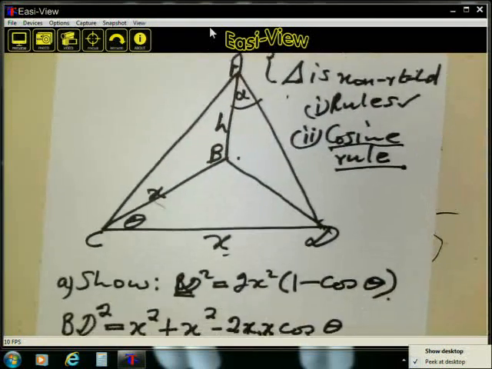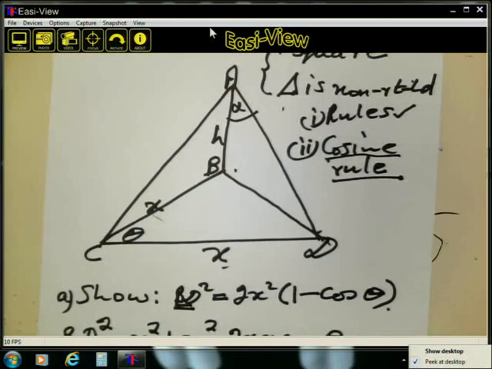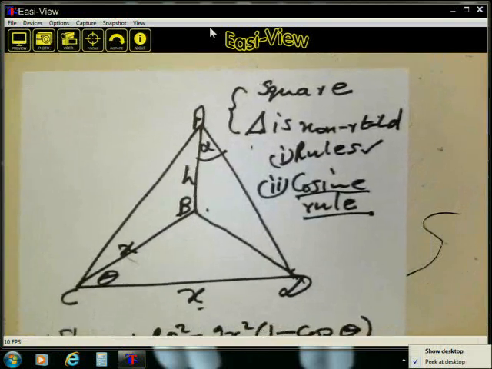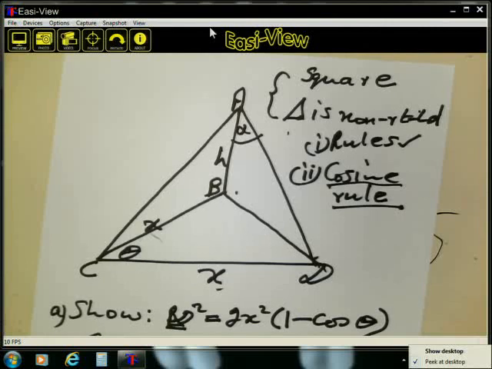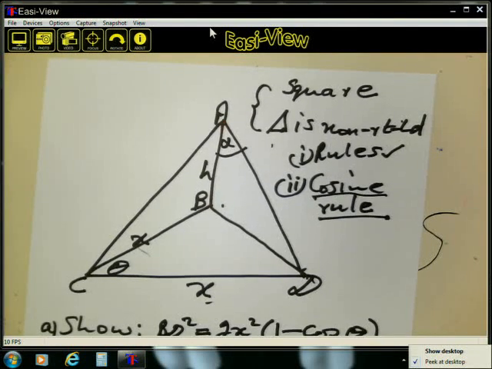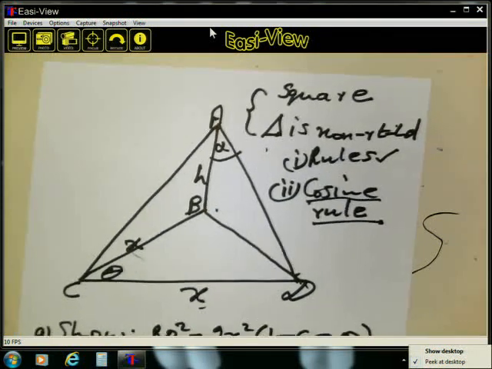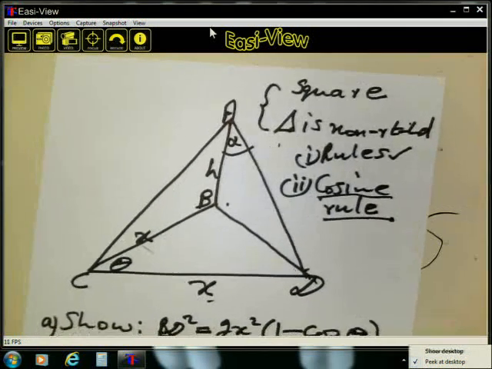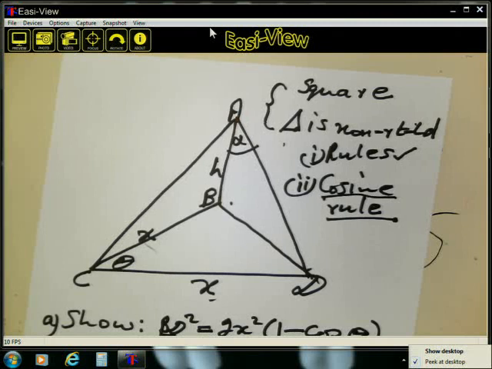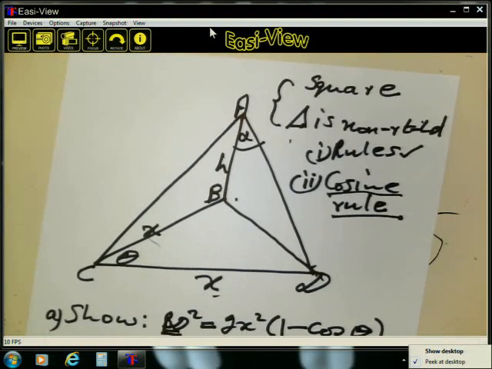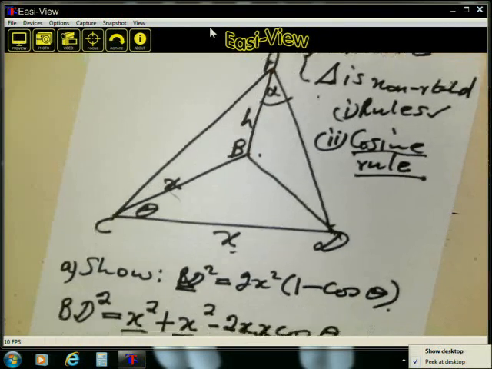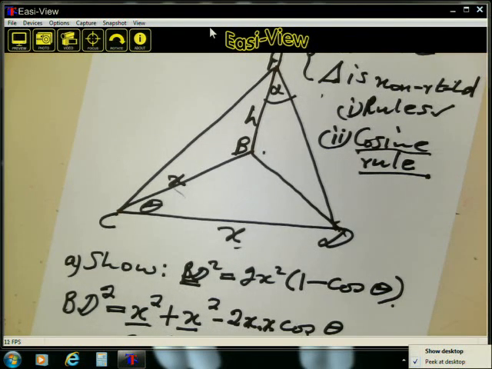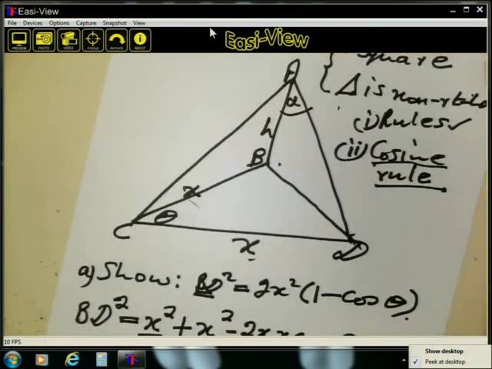The question says, show BD squared equal to 2x squared. And let me repeat, a square, together with the fact that the triangle is non-right angled, gives us two things. The non-right angles tell us we must use rules, because we can't use definitions of sine, cos, and tan. And the square, or the square root, tells us that you must use the cosine rule, which is what we applied here.